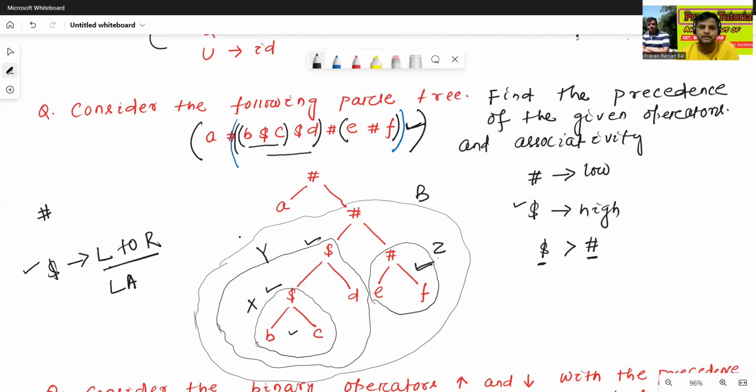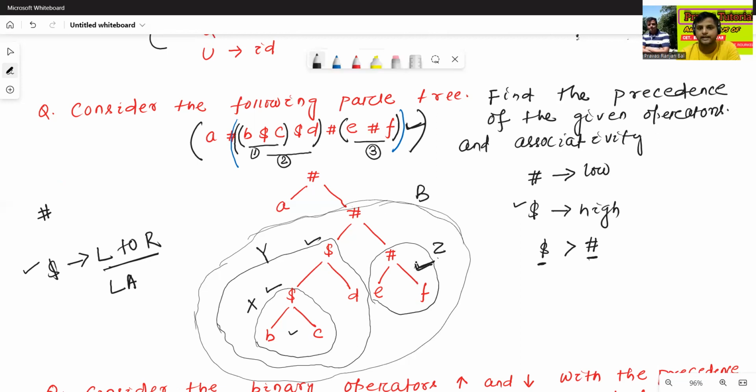Then we'll evaluate this part. Means first we'll evaluate this part. Let it be 1, 2. First we'll evaluate this part. Let it be 3. First we'll evaluate this part. Then we'll evaluate the B part, means this part, the whole part.